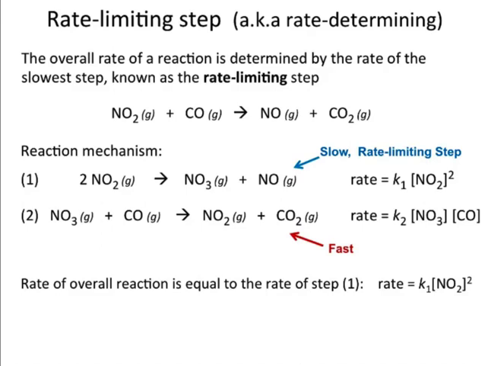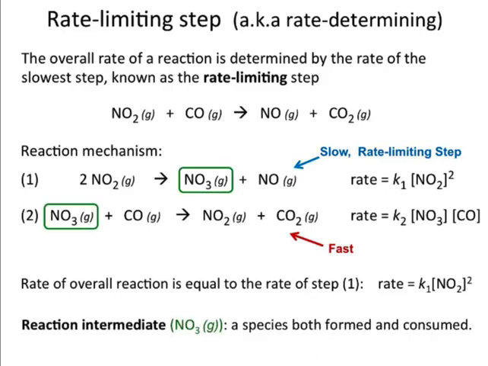Now, one other thing I should name and point out here is pieces that are formed in one step and then reacted away in another step are called intermediates. And so these intermediates really do exist. They just exist for a very short period of time, and experimentally they're very, very hard to see and look at, but they do exist. Okay, hopefully that makes sense.